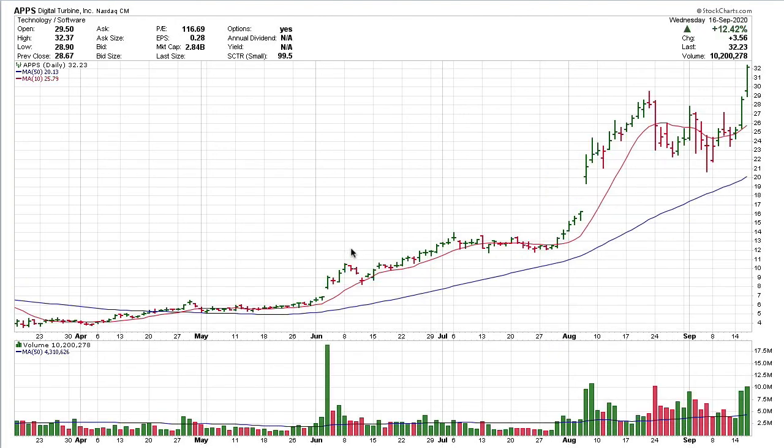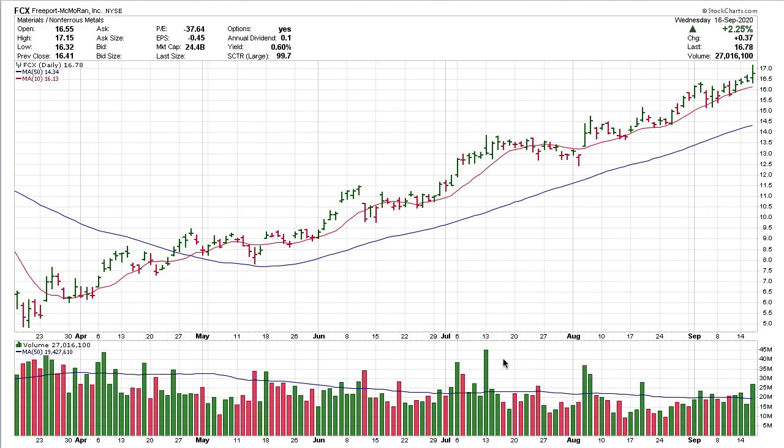Digital Turbine. This is a technology stock, a software company. You can see this box here. That would be called like a Darvas box, Nicholas Darvas. And so you're breaking out above that box, and you're breaking out on above average volume. So that looks pretty darn positive.